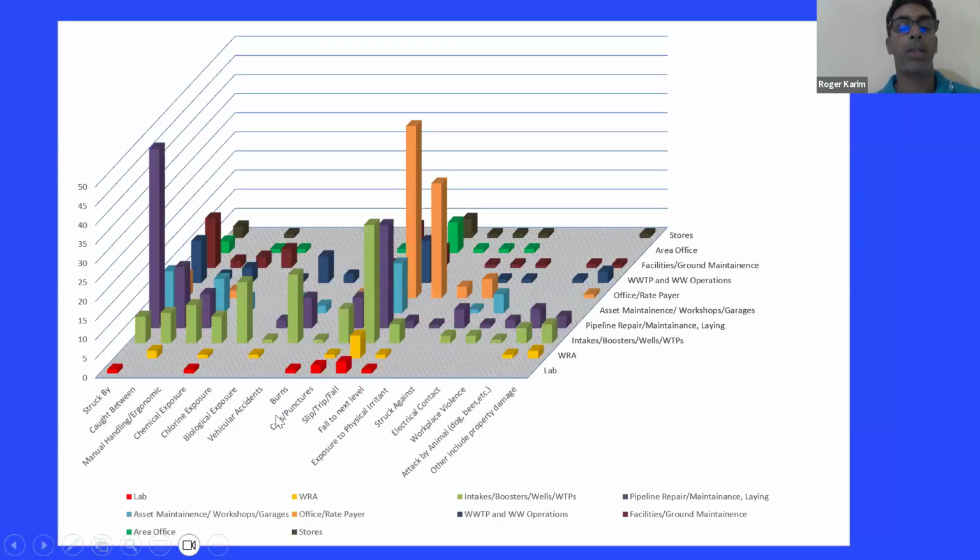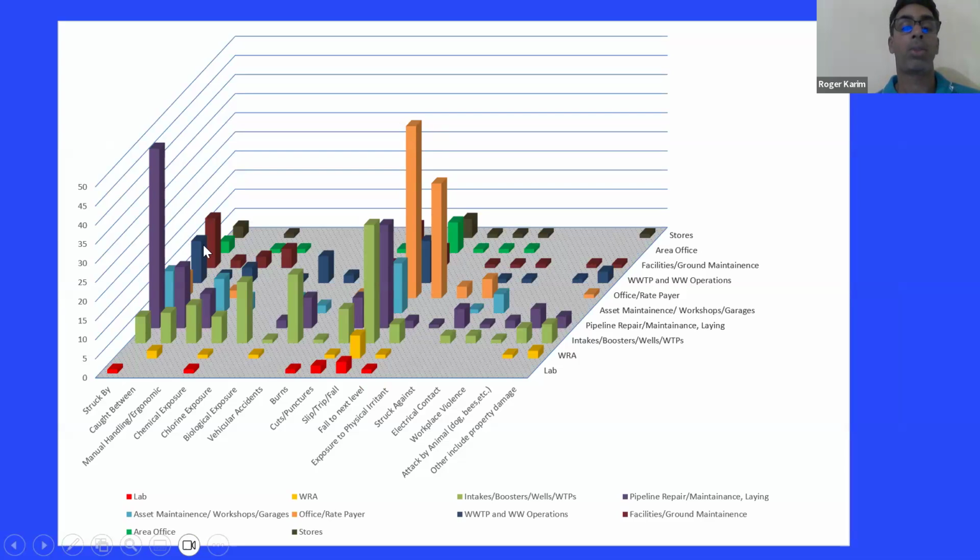Another example of what we try to do, we look at different accident types and match it against the type of work taking place. So what this does is it demonstrates to us which accidents are more frequently occurring in the workplace and in what type of work environment it is taking place.